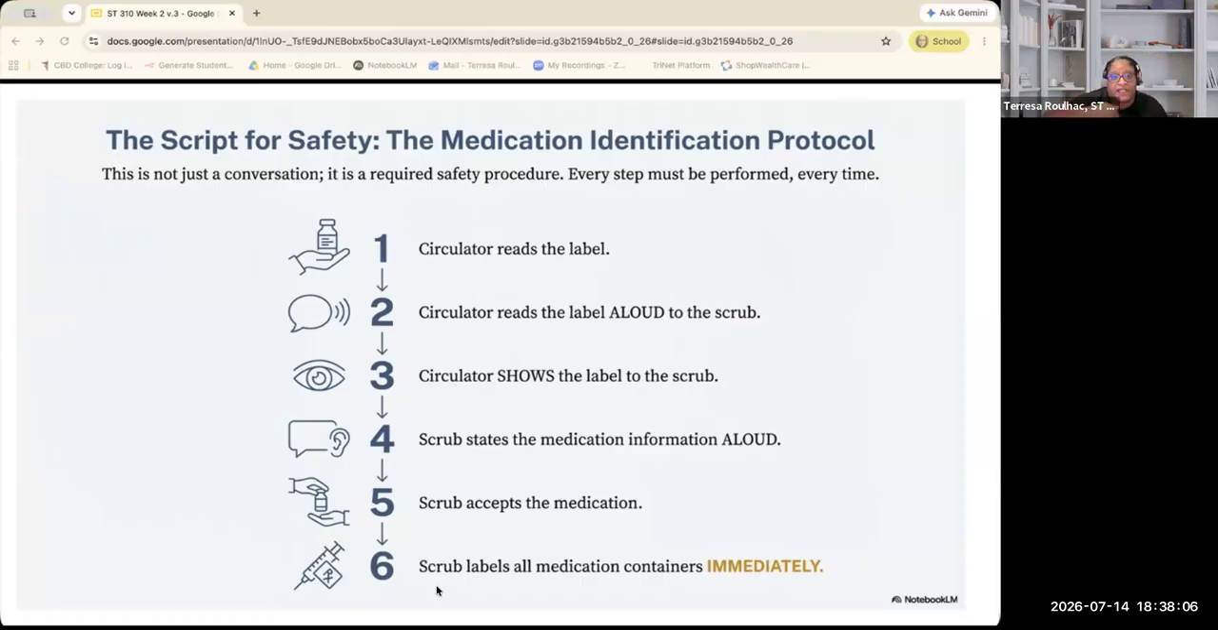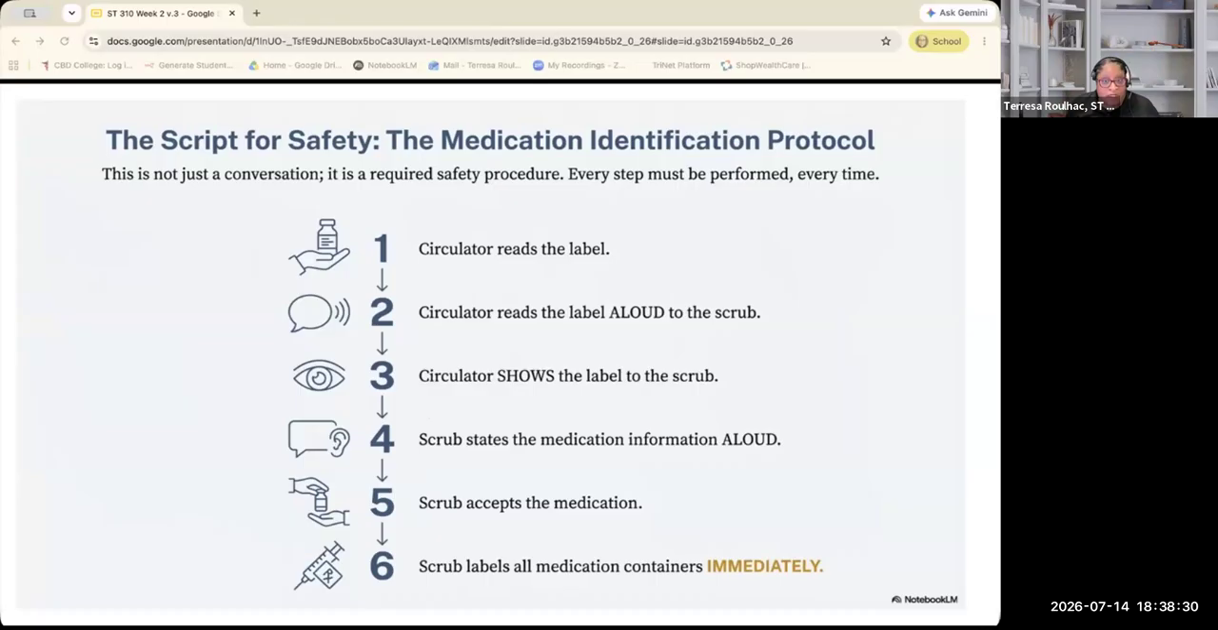Maddie's my scrub person. Now she can verify independently. She's trusting me, but she needs eyes on. So I'm going to read it and say, refresh liquid gel. And then I'm going to show her, if I can get it in the camera, refresh liquid gel. So she's actually seeing it as well.